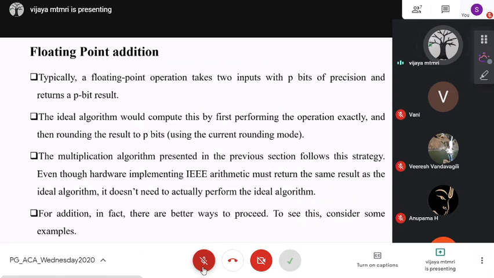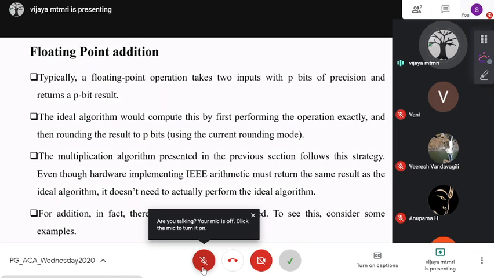First, we are going to the floating point addition. Typically, a floating point operation takes two inputs with p bits of precision and returns a p bit result. The ideal algorithm would compute by first performing the operation exactly and then rounding the result to p bits. The multiplication algorithm presented in the previous section, in Anupama's slide, she had told about that. It does not need to actually perform the ideal algorithm. For addition, in fact, there is a better way to proceed. To see this, we'll take some examples.